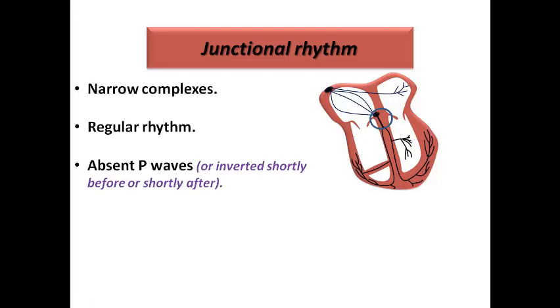So in case of sinus node dysfunction or AV blockade, a junctional rhythm can occur which is characterized by a narrow-complex, regular rhythm and absent P wave, or sometimes they may be inverted shortly before or shortly after the QRS due to retrograde conduction to the atria, but usually we don't see them.